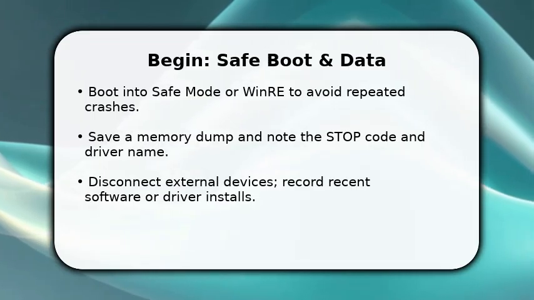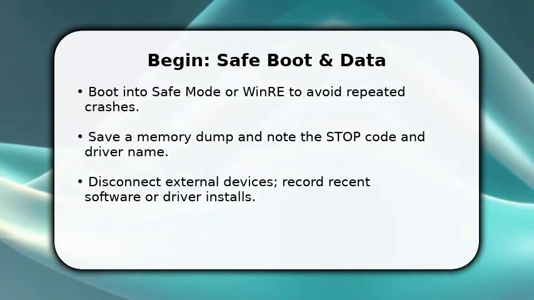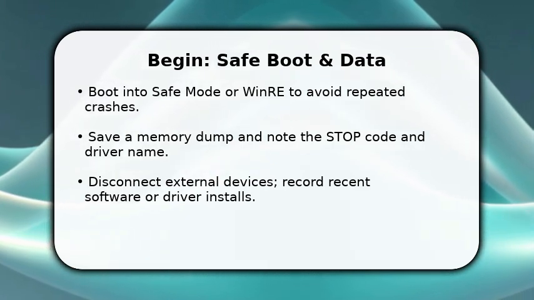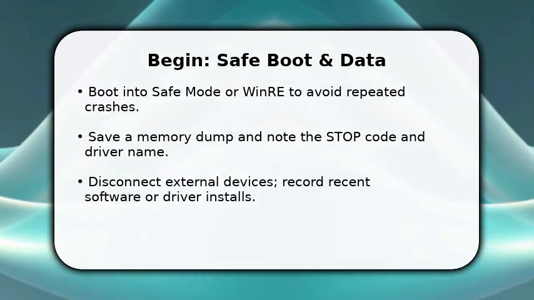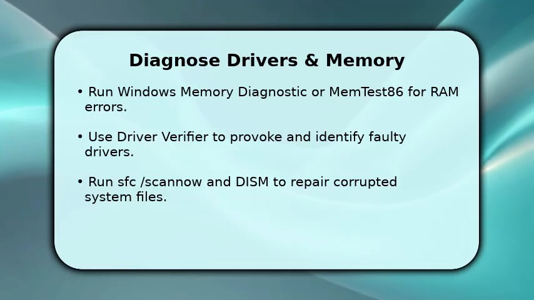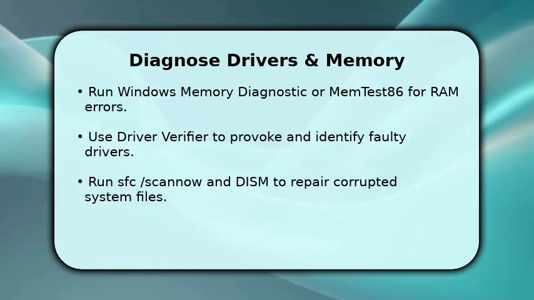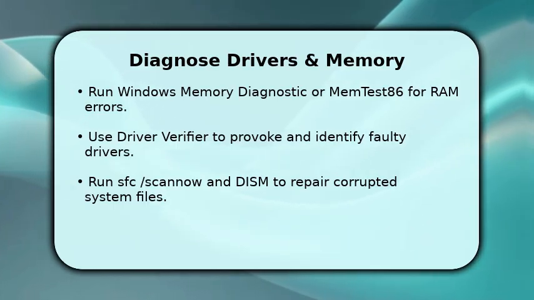From here, proceed to file system checks and basic integrity scans to confirm the storage and core files are intact. Next, you dig into the likely culprits. Test RAM with Windows Memory Diagnostic or MemTest86 because bad RAM often causes non-paged area faults.